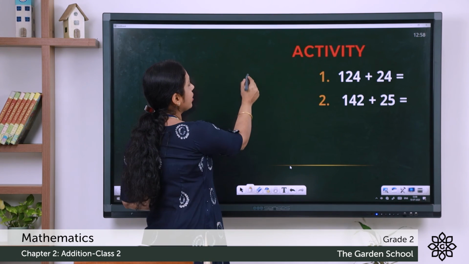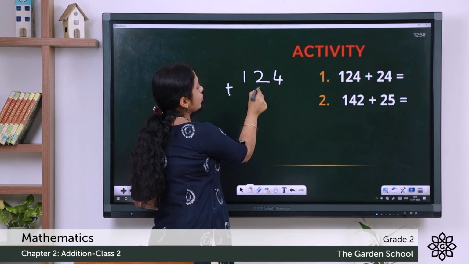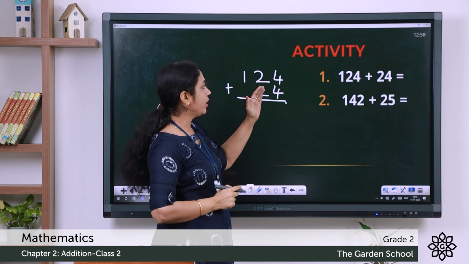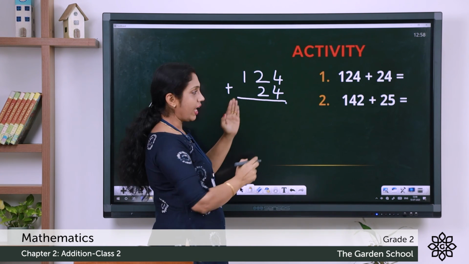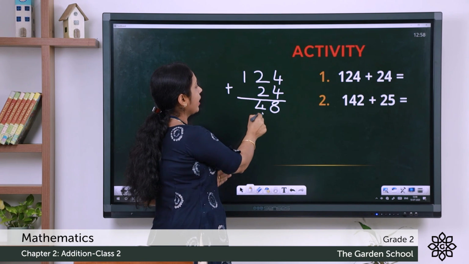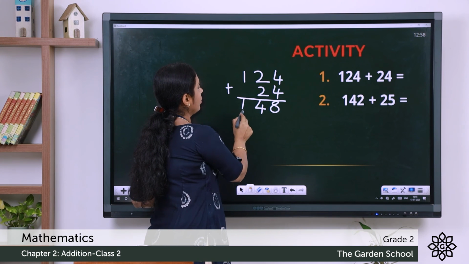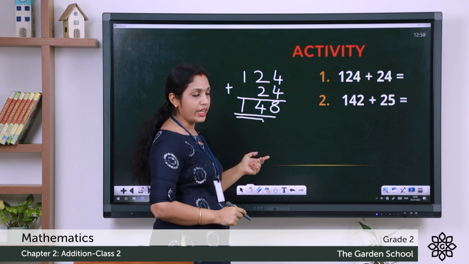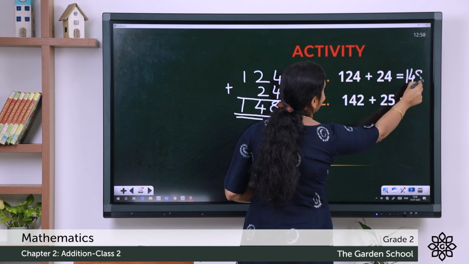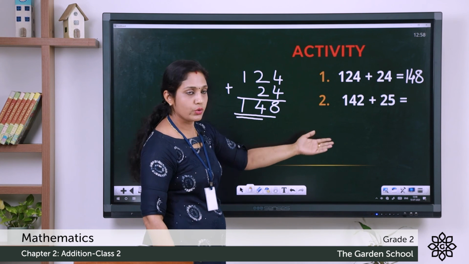We have 124 plus 24. So, always check the place value when writing it down. So, 4 plus 4 is 8, 2 plus 2 is 4 and here there is nothing in the hundreds place. So, we can write 1 down. It is 148. So, 124 plus 24 we got 148.